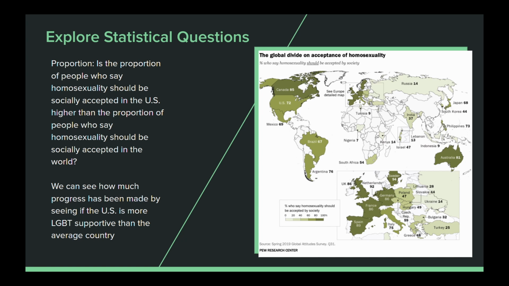This chart on the right side is just showing the percentages of people who say that homosexuality should be socially accepted in the world, and I think there are 34 total countries that are listed here as part of a survey done by the Pew Research Center. And I think this question will help us see how much progress the United States has made in terms of civil rights and global equity.